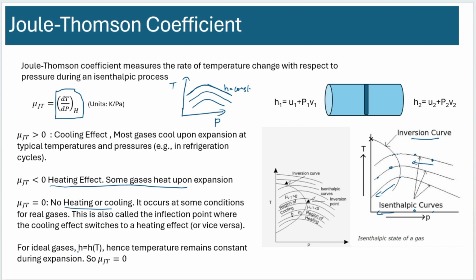For ideal gases, H is a function of T only. But such ideal gases don't exist. Most gases are real. There is a small dependence on pressure. So that's why the expansion creates this cooling effect. So if the gas is more real, then the bigger the cooling effect.